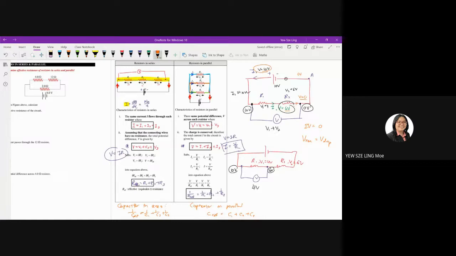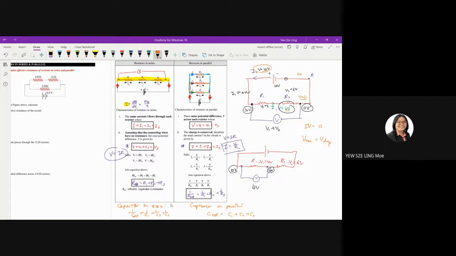Resistor in series, straight away you add them up. But when it comes to capacitor, you only add them up if they are arranged in parallel form. If you have resistor in parallel, then you use the fractional form, which is 1 over R effective equals 1 over R1 plus 1 over R2 plus 1 over R3. But when it comes to capacitor, you use the fractional form if they are arranged in series.